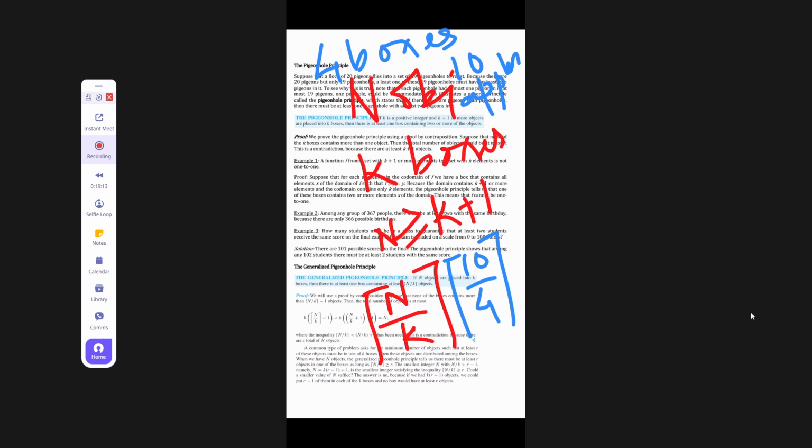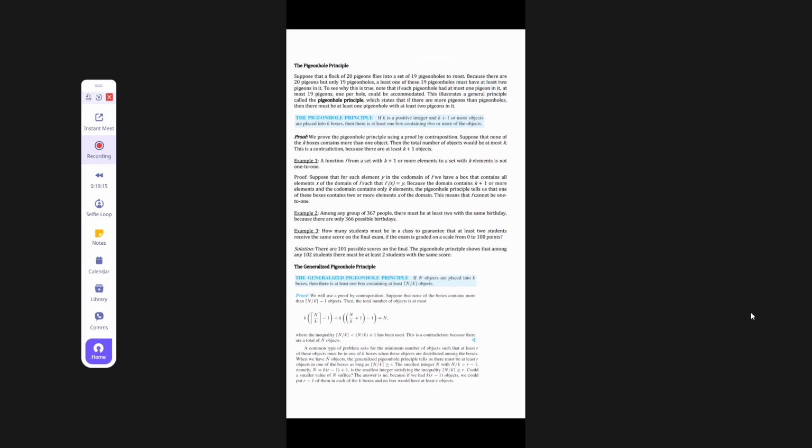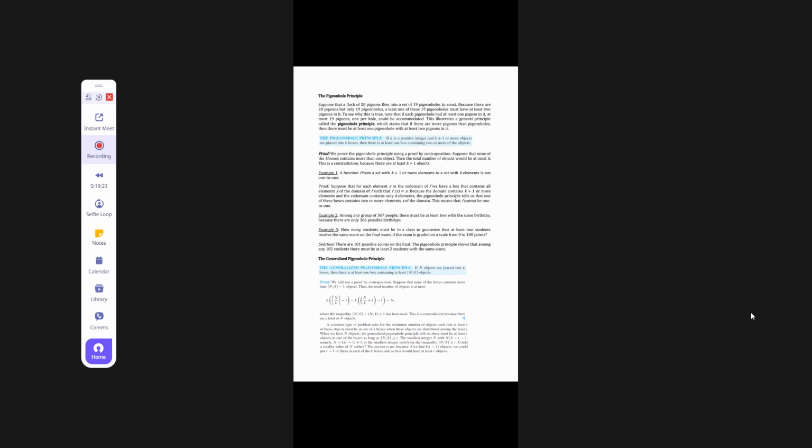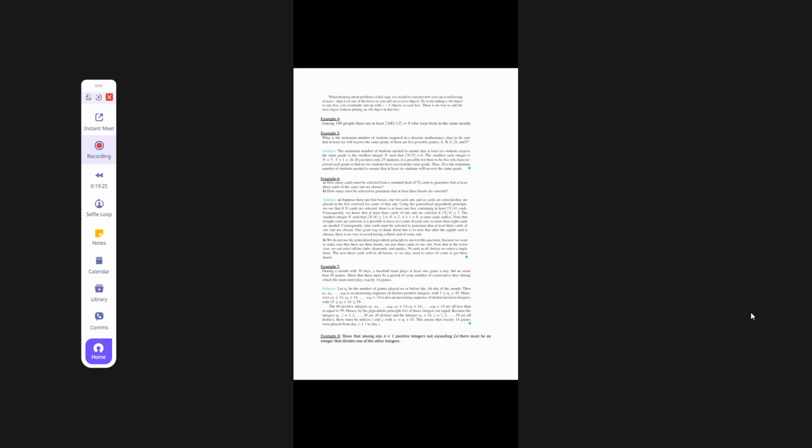Okay, now again, as you can see, small examples of the pigeonhole principle and then small examples of the generalized pigeonhole principle are given in the note. Please go through the note, and in case you have any queries, you can get back to me.